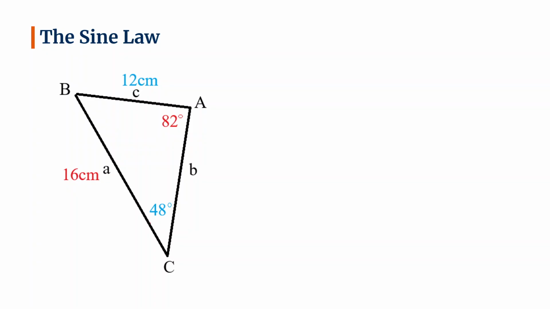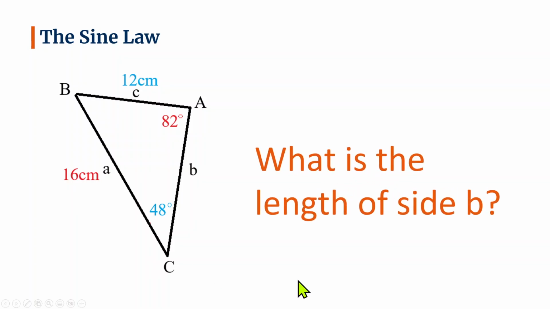For example, let's say that I really wanted to find the length of side B. So I know the length of side C and I know the length of side A, but I don't know the length of side B. How am I going to find it? Now we know we cannot use the Pythagorean theorem. There's no 90-degree angle. So we're going to try to use the sine law.